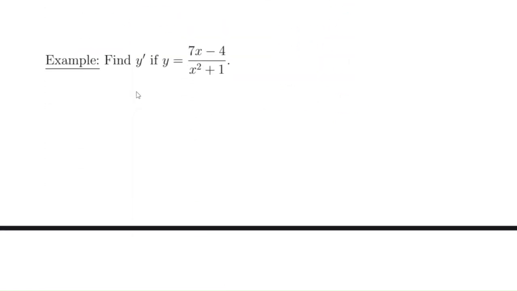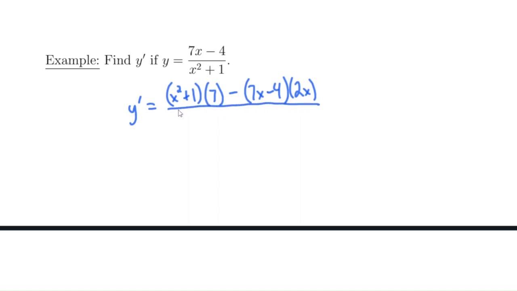Let's do another one. Find y prime if y is equal to 7x minus 4 over x squared plus 1. Okay, how do we do the derivative of this quotient? Well, is the answer just going to be 7 over 2x? Right, the derivative of the top divided by the derivative of the bottom? No, that's not correct. We have to use the quotient rule. So y prime is going to be low, x squared plus 1, d high. Now, what is the d high? Well, it's just 7. The derivative of the top is just 7, minus high, d low. The derivative of the bottom is just 2x, all over low squared.